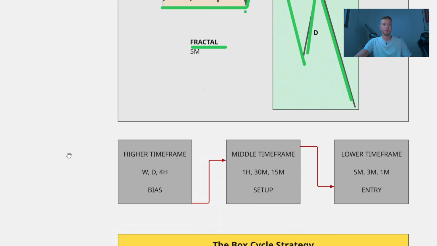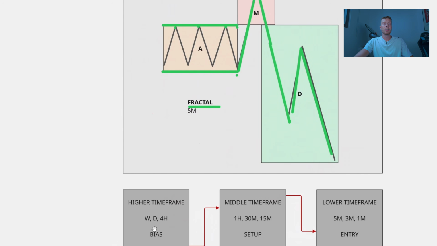So firstly, let's break down. The higher time frame, we're going to be looking for our buyers, whether that's the weekly, the daily, or the 4 hour. So this is where we just simply mark out our highs and our lows. So whether there's a weekly high or a weekly low, we're going to wait for a sweep above that.